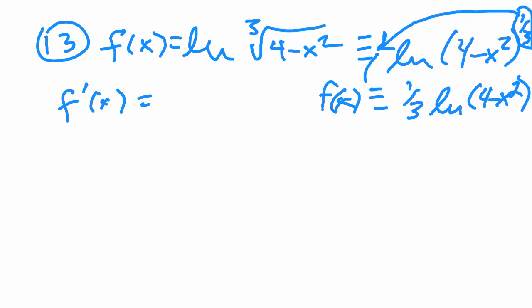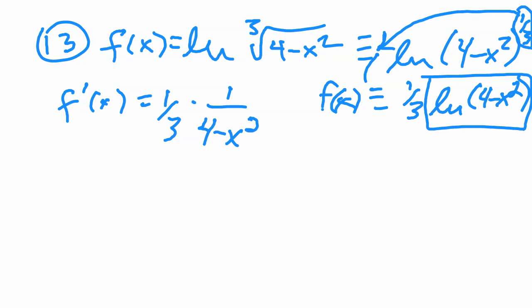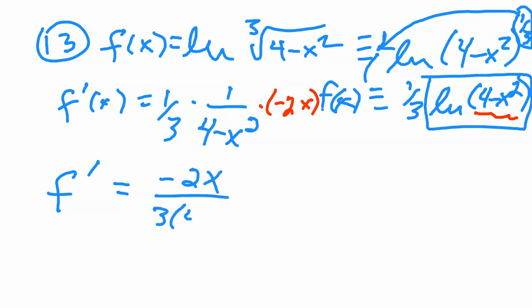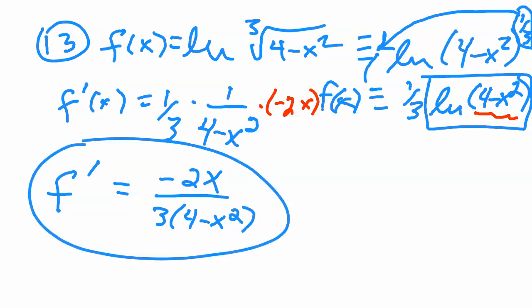So when I take f prime at x, it's going to be derivative of constant times the function is the constant times the derivative of the function. Here's my function. So the derivative of the natural log of x is 1 over x. So this is 1 over 4 minus x squared. But what we need to realize here is that this is natural log of a function. So by the chain rule, I've got to take it times the derivative of what's inside, which is minus 2x. So simplifying that, f prime is going to equal minus 2x over 3 times quantity 4 minus x squared. So that should be what f prime at x is. Okay, so that's number 13.